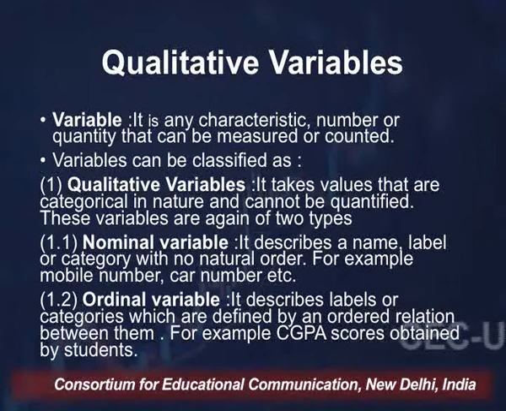Then let us move on to the next type, which is ordinal variables. It describes labels or categories which are defined by an ordered relation between them. So what do I mean by an order? I will explain it through an example. For example, CGPA scores obtained by students. The CGPA scores obtained by students are generally any number between 0 and 10. So the numbers can be 9.75, 8, 6, 7, 4.5 and so on.